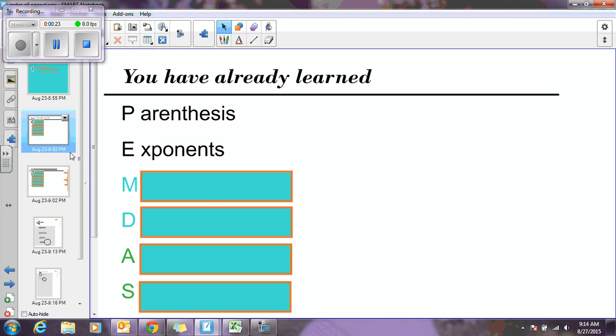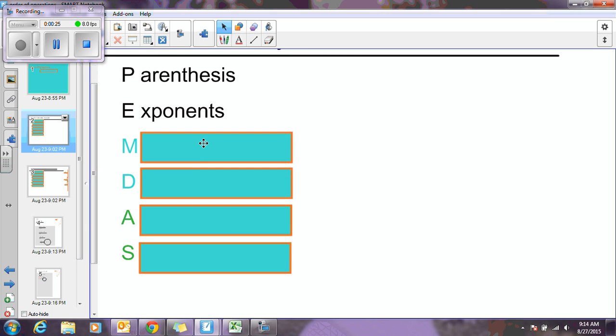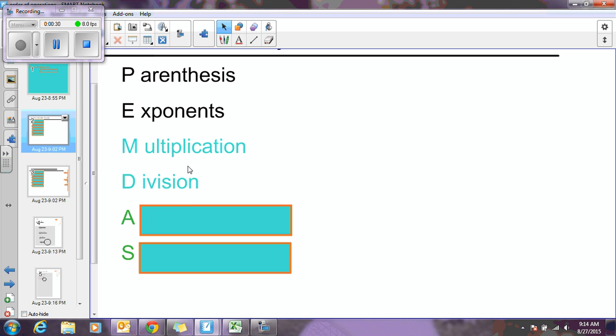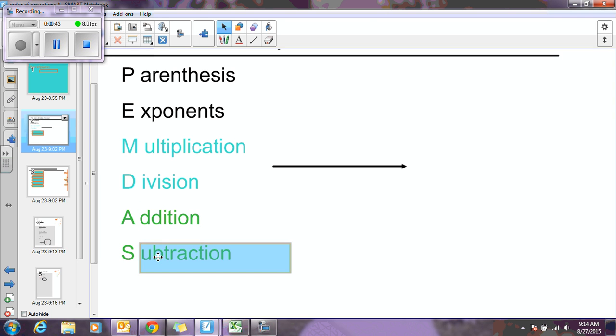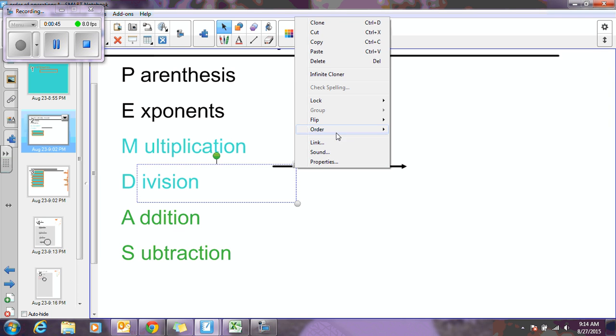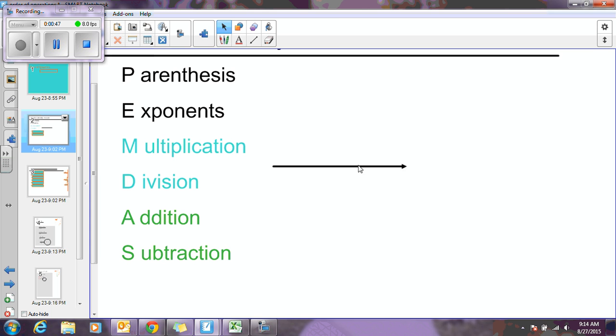E stands for exponents, so you take care of those next. M and D are the same color because you take a look at multiplication and division and you solve those in an order of whatever comes first when you read the problem left to right. And then last but not least, there's addition and subtraction. And they're in the same color too because they're just like multiplication and division. You solve them also in order of what comes first when you read a problem left to right.